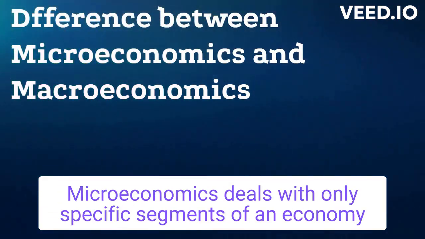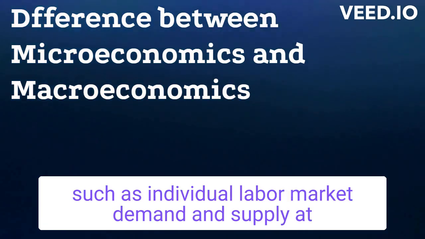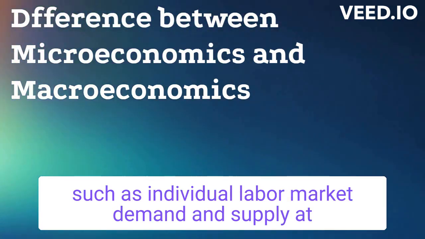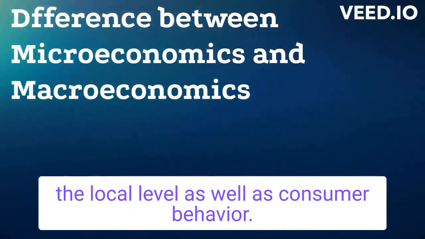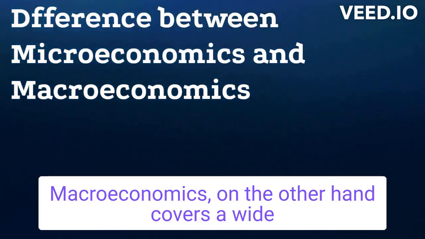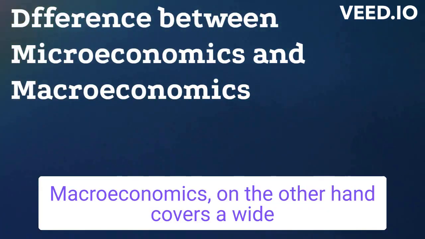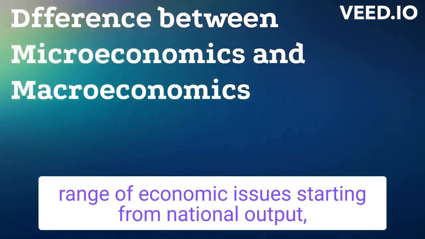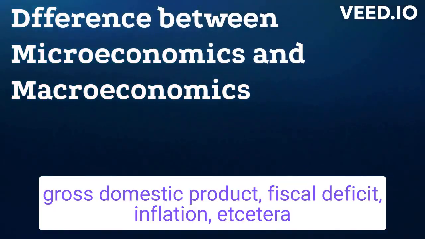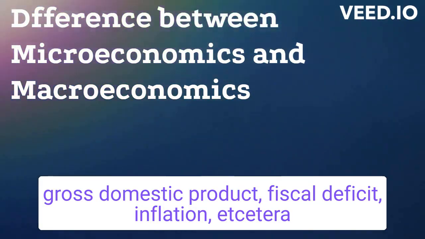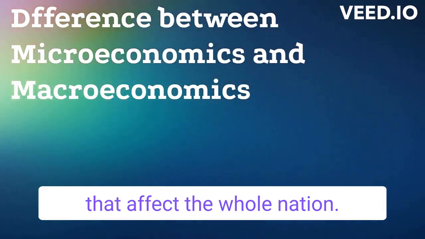Microeconomics deals with only specific segments of an economy such as individual labor market, demand and supply at the local level, as well as consumer behavior. Macroeconomics, on the other hand, covers a wide range of economic issues starting from national output, gross domestic product, fiscal deficit, inflation, etc. that affects the whole nation.